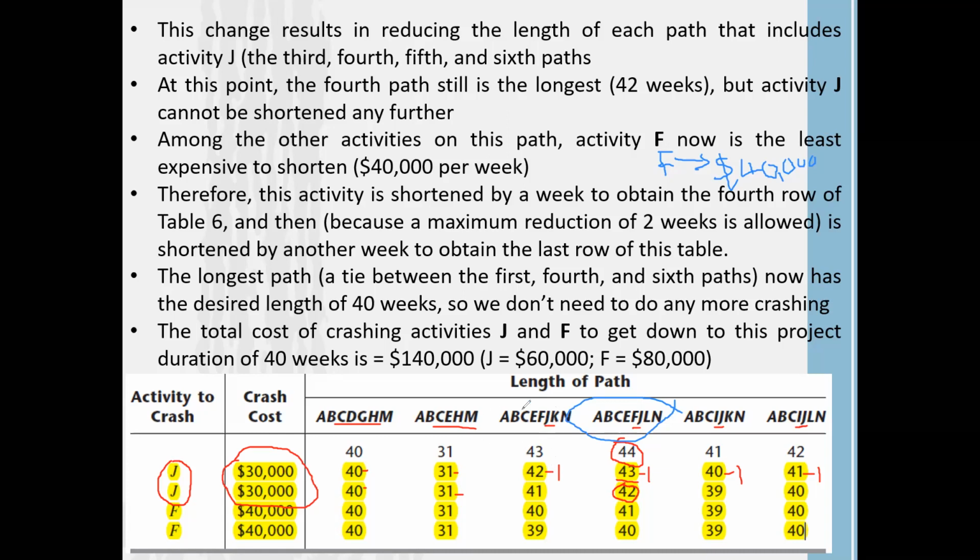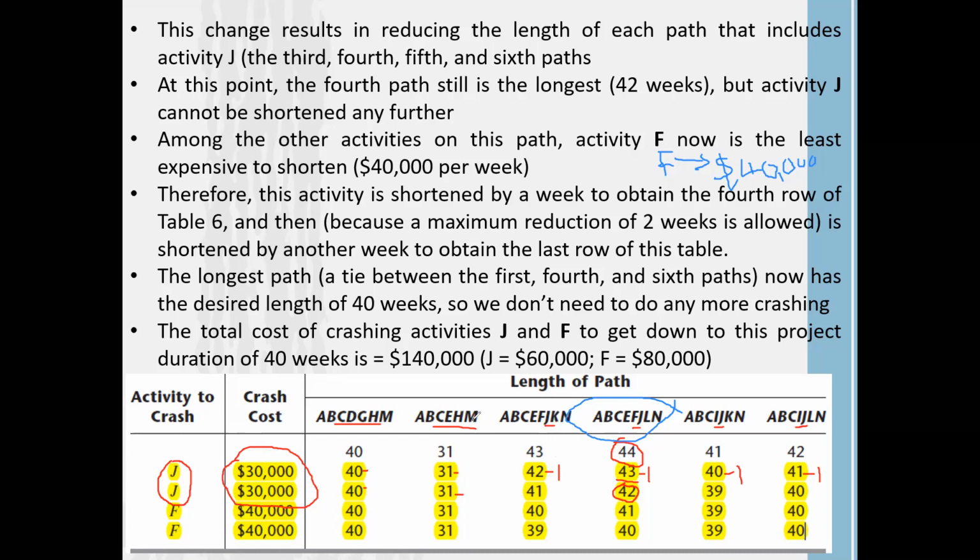Then the non-critical path becomes your critical path. Again, you have to find out what are the least cost activities you can crash. So that's why we are reducing one by one, to make life simple. Then activity F, you are reducing 1 week, so you are expending an additional 40,000.